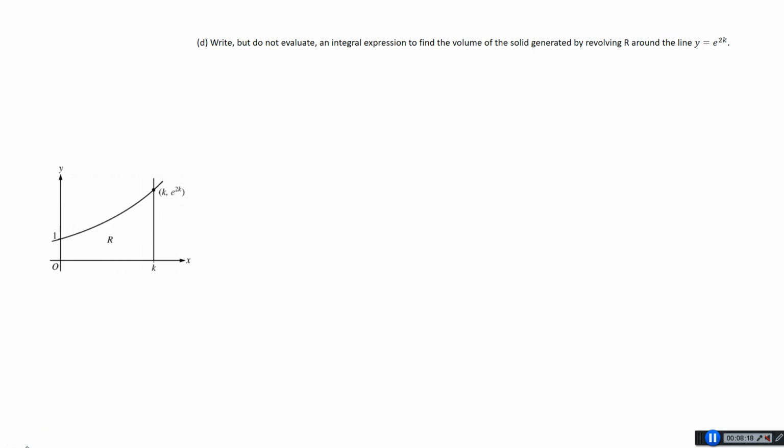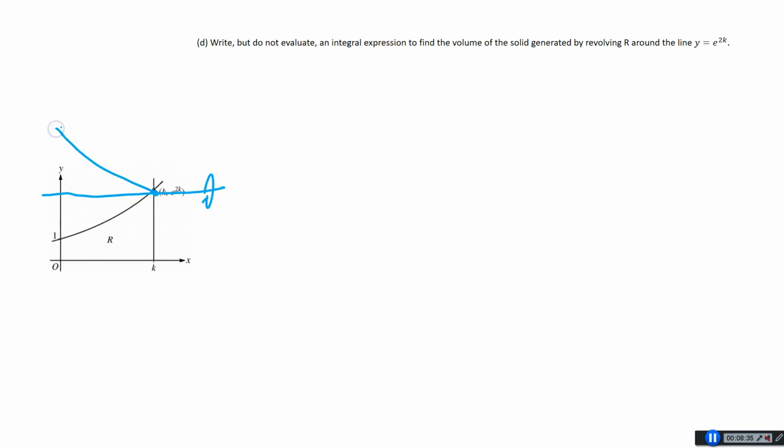Let's see if we can do them using some disks, washers, and shells. Let's see what happens. So write but do not evaluate an integral expression to find the volume of the solid generated by revolving R around the line y equals e to the 2k. That is this line right here. Okay, so if we revolve around this line, let's see what we're going to look like.